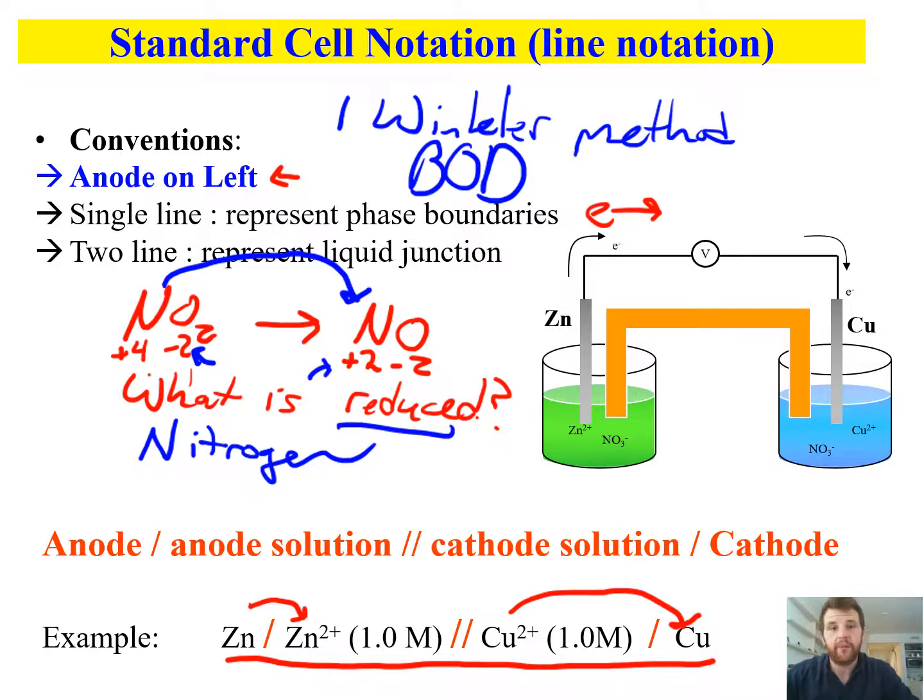When you're setting up a standard notation, remember that the anode is on the left, so you're going to have the electrons flowing to the right. And this is all stuff that we've talked about. I've shown you guys this before.